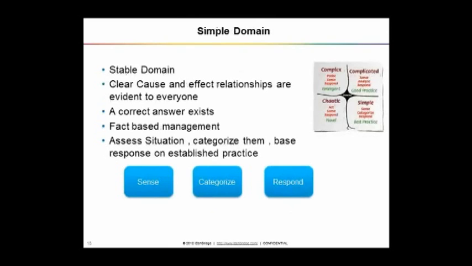Simple domain, stable, clear cause and effect relationship. You have one correct answer. You can clearly take decisions on the basis of fact. If you are in a complex system, you don't have facts. You just need to create them by exploring. But in a simple system, you do have your productivity data baseline, your sizing baseline, your requirements baselines, everything is clear. So it's fact-based management. You need to just assess the situation, categorize it and do it.